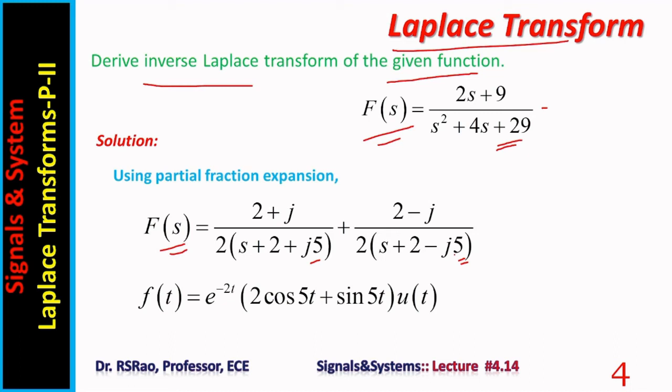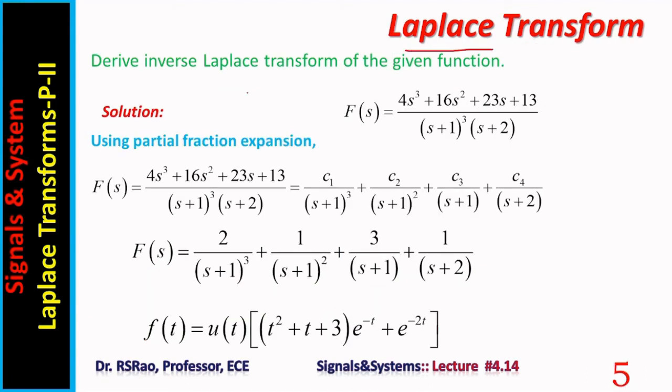From the tables we can get them and use them to get the inverse transform of F of s, f of t, as e power minus 2t (2 cos 5t plus sine 5t) multiplied by u of t.